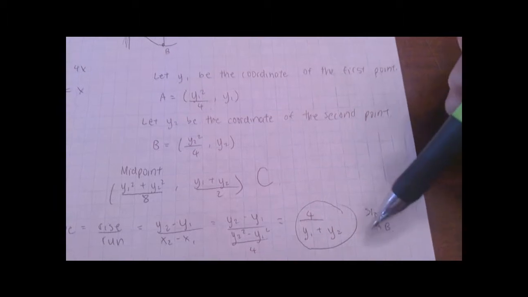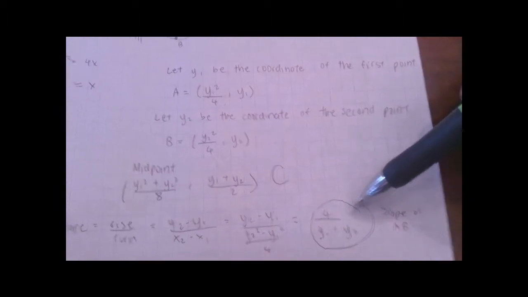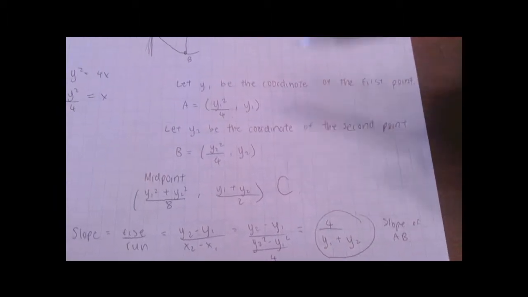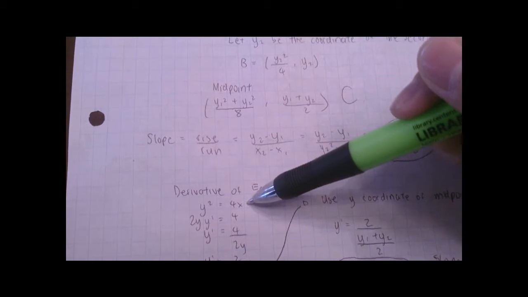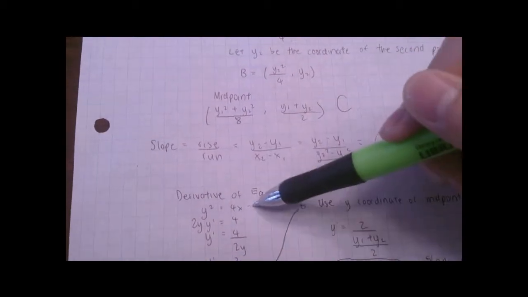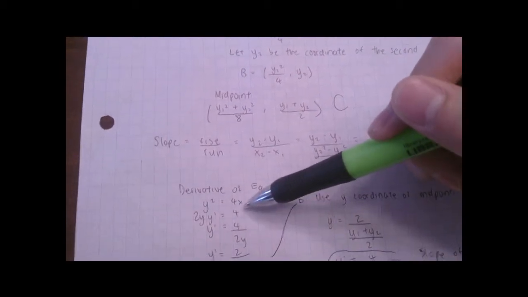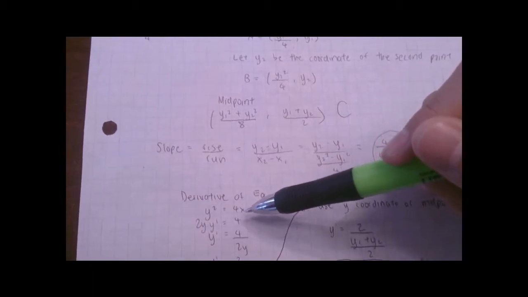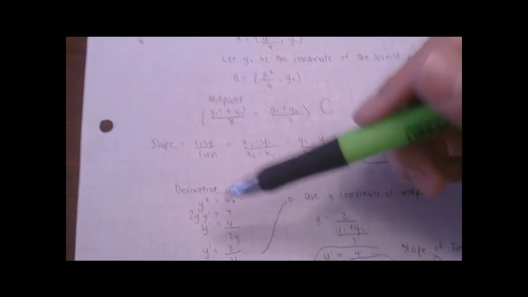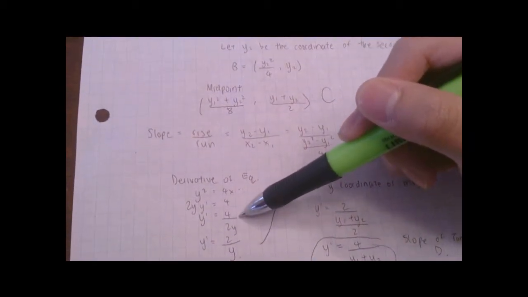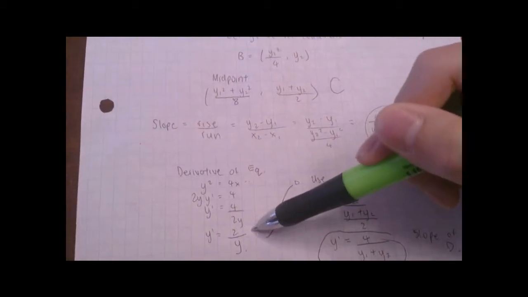So we know the slope of AB now, and now we need to determine the slope of tangent D. To determine that, we need to find the derivative of the equation. So this is our original equation, and then we just differentiate it to get 2y times y prime equals 4. Solve for y prime so we can get our derivative. y prime is equal to 4 over 2y. You simplify that and you get 2 over y.